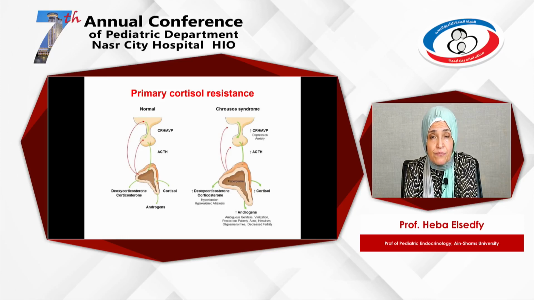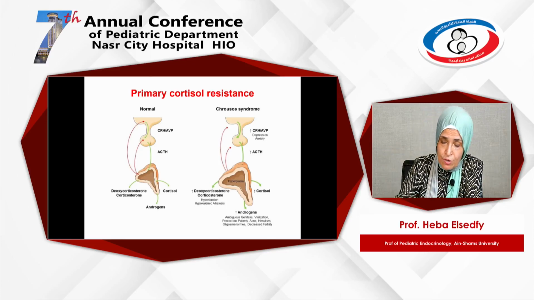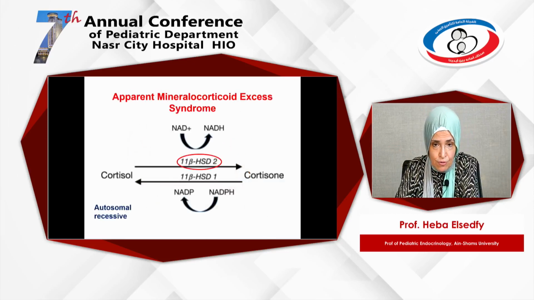And there is excessive production of the precursors of aldosterone. Aldosterone is produced under the influence of the renin-angiotensin system, but the precursors can be influenced by ACTH, so we will have excessive amounts of deoxycorticosterone resulting in hypertension, and of course, suppressed aldosterone and renin.